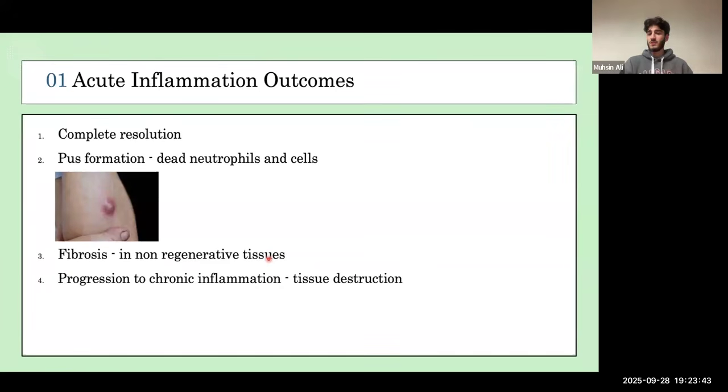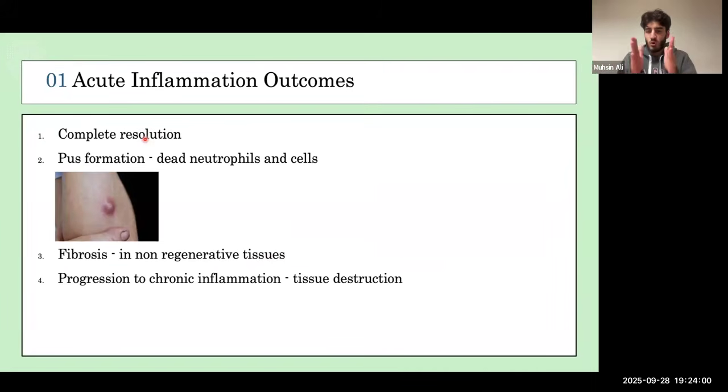Now, once you have acute inflammation, which we said is the short duration one, and an increase in which type of cell? In neutrophils. Acute inflammation means neutrophils. Once we have this, there are several outcomes that can occur. The first one is complete resolution. What this means is that everything is going to go back to normal.